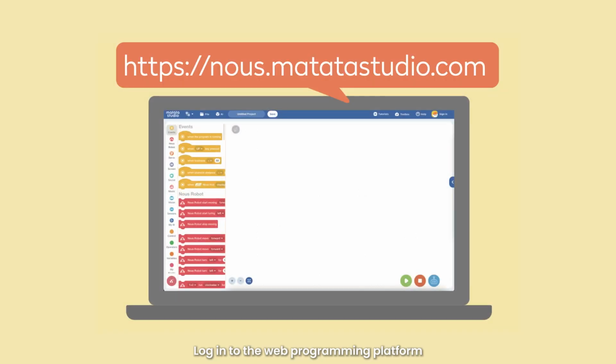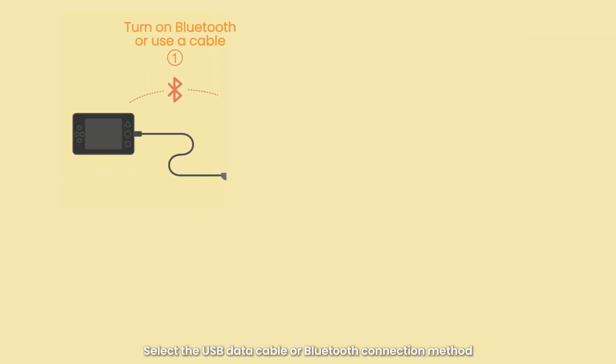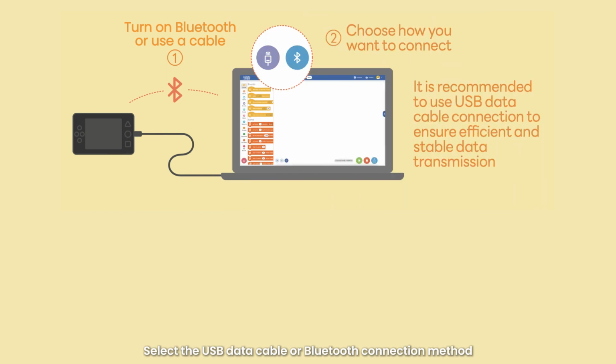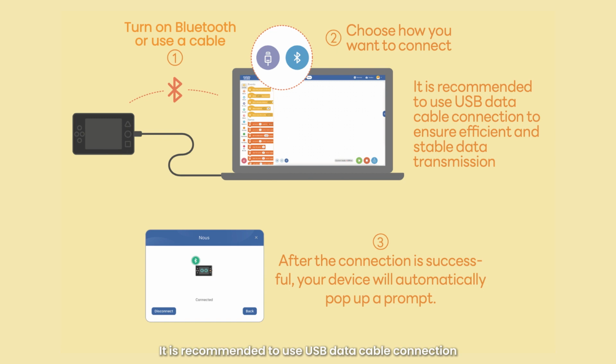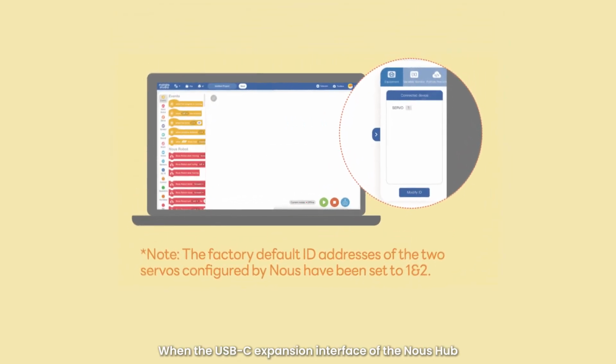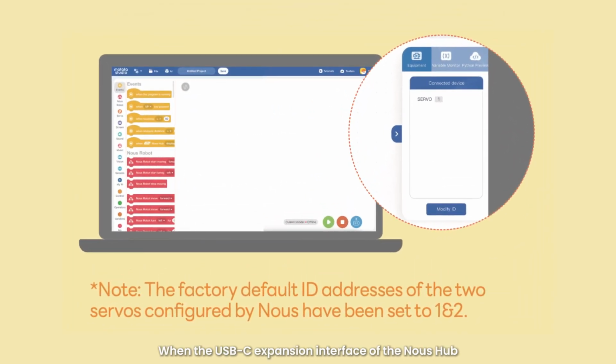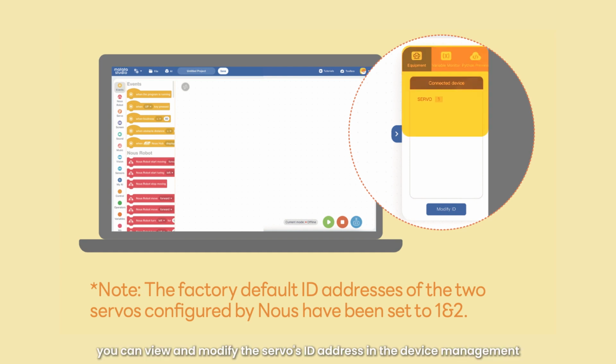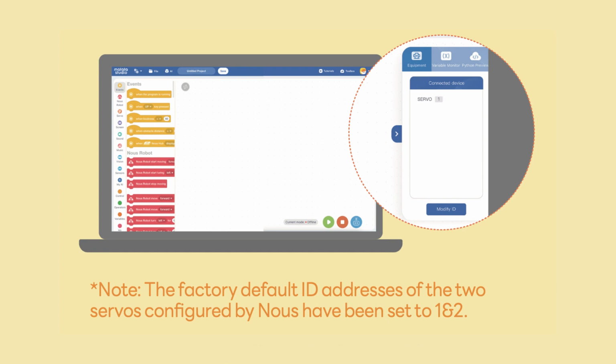Log in to the web programming platform. Select the USB data cable or Bluetooth connection method to connect the Nous Hub to your device. It is recommended to use USB data cable connection to ensure efficient and stable data transmission. When the USB-C expansion interface of the Nous Hub is connected to the Servo module, you can view and modify the Servo's ID address in the device management. The factory default ID addresses of the two servos configured by Nous have been set to 1 and 2.